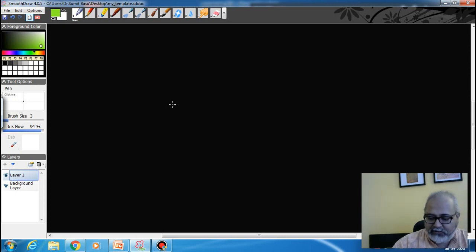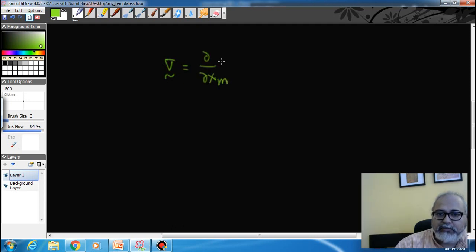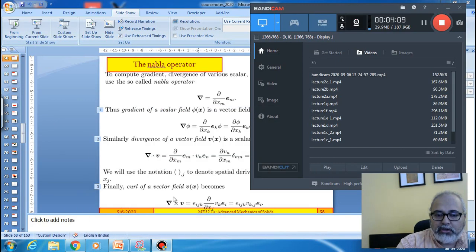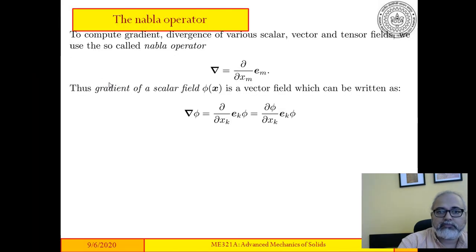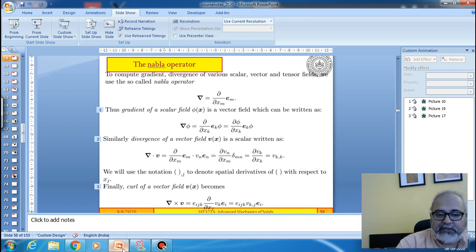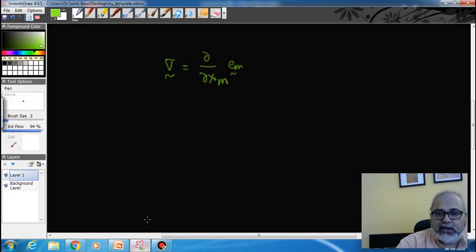So we are defining this vector, which we are denoting by nabla, with components del xm. These components are not really numbers, they are operators, times em. Let's say this is how we are denoting it. Now what we want is the gradient of a scalar field. We know the gradient of a scalar field is going to be a vector, a first order tensor.